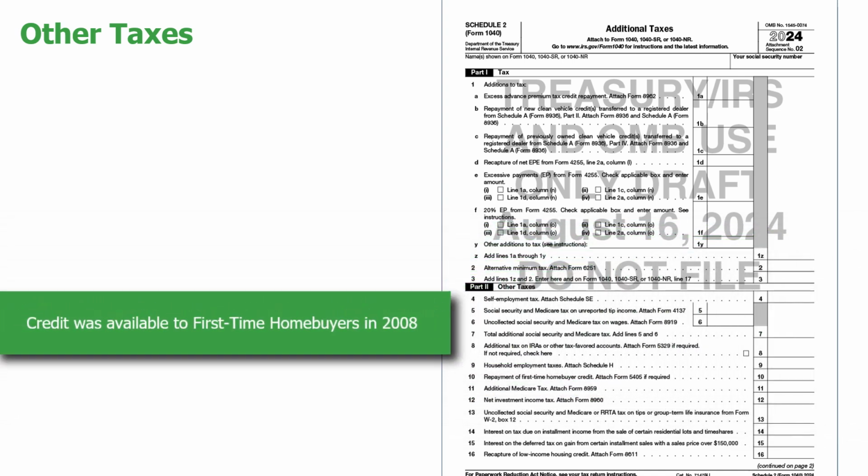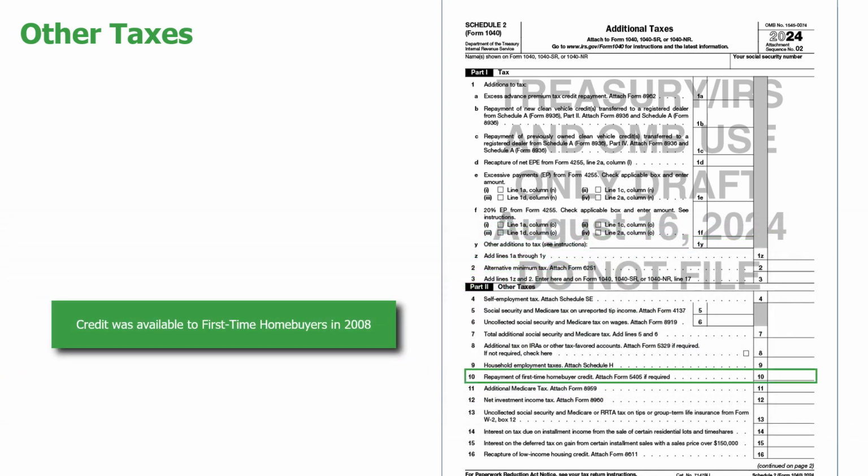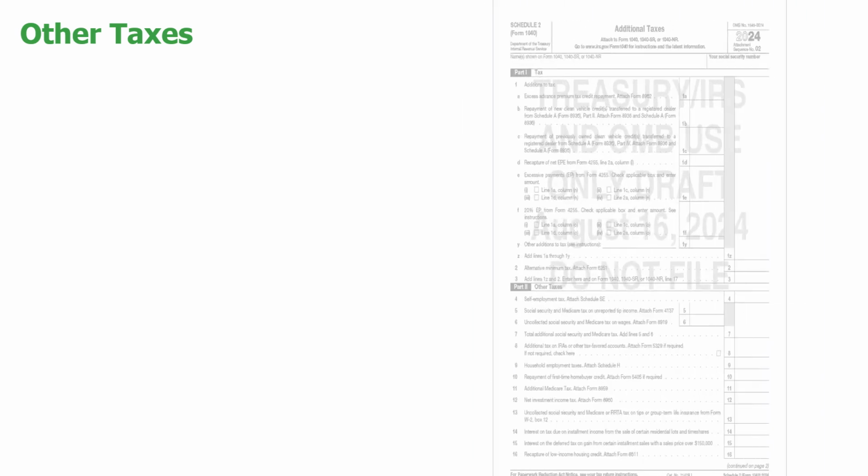And the first-time home buyer's credit, which was a credit given to individuals and couples who purchased a home back in 2008. The credit must be paid back, and the taxpayer will receive a letter from the IRS that states the repayment terms and how much must be reported on their return.